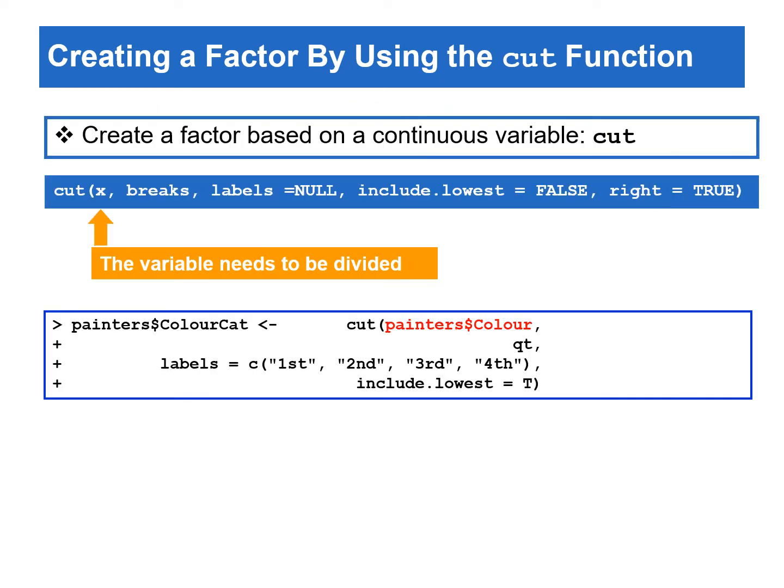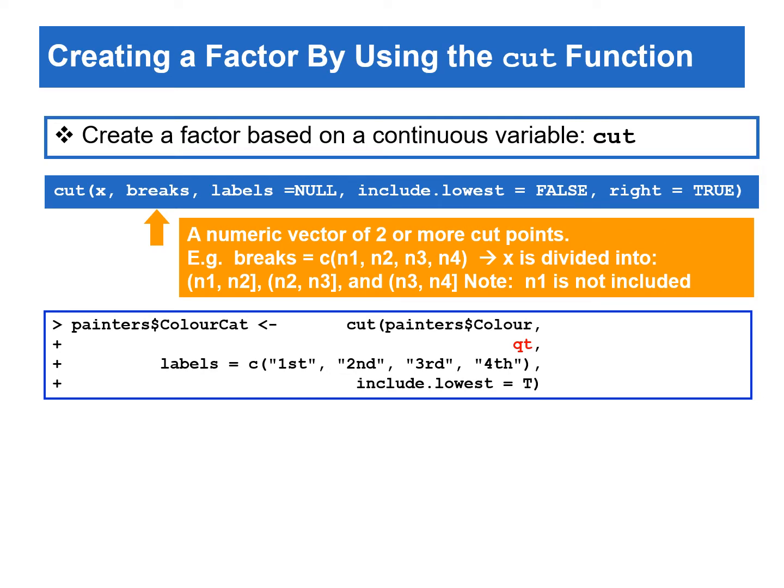Now, we use the cut function to create a factor based on the vector that is generated from the quantile function. The first argument of the cut function is a numeric vector that needs to be divided. The second argument is to specify the breakpoints. Since we are dividing color into 4 segments, we need to provide 5 points, which include the minimum and maximum values of the color variable. These 5 data points are stored in the Qt vector. By default, the minimum value of the numeric variable is not grouped or categorized into any level.